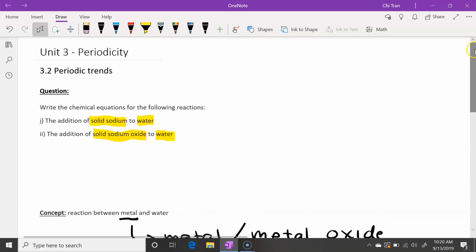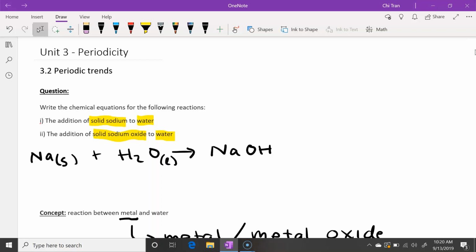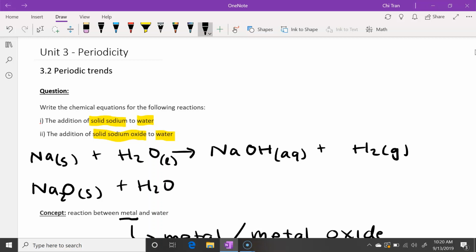So if we were to go back to our question, we can write out what we know given the question. So we have solid sodium plus water, which will give us a basic solution. So we have sodium hydroxide. And remember, when it's the addition of a solid sodium, there's always hydrogen left over, so we have hydrogen gas as well. And then the second question, we have solid sodium oxide, so Na2O plus water will give us sodium hydroxide in aqueous form, and that is our answer.